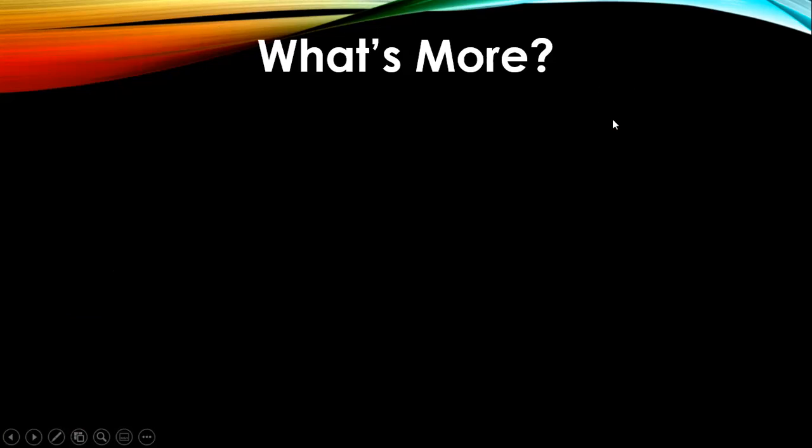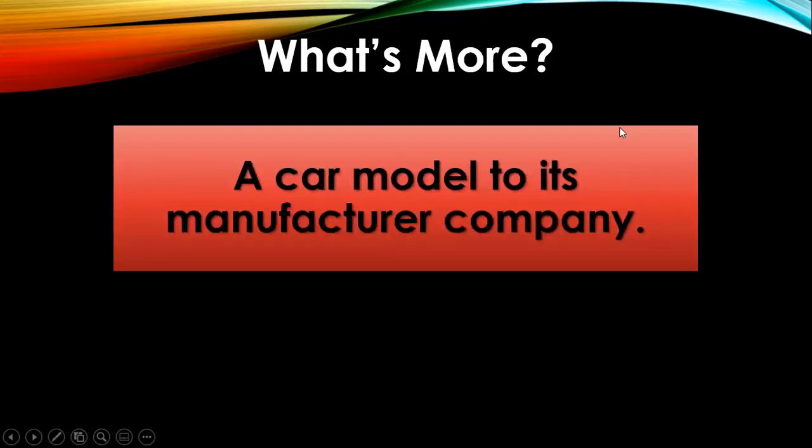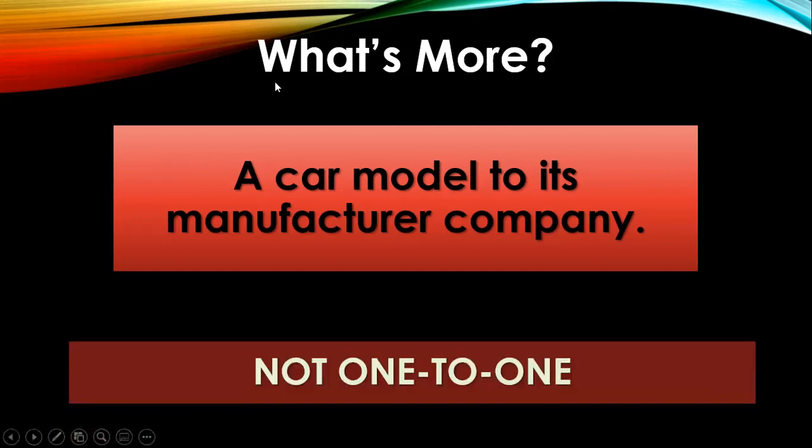Okay po? So now, we have a car model to its manufacturer company. Okay? Car model, for example, Wigo, tsaka Avanza. Okay? So, si Wigo at saka si Avanza, so parehas silang Toyota, no? So, they are sharing the same manufacturer company. Thus, this is not one-to-one.